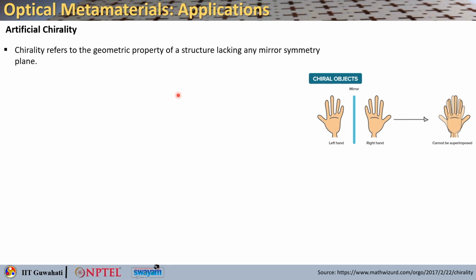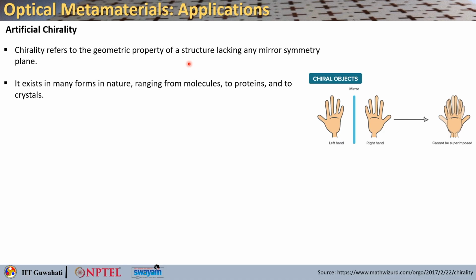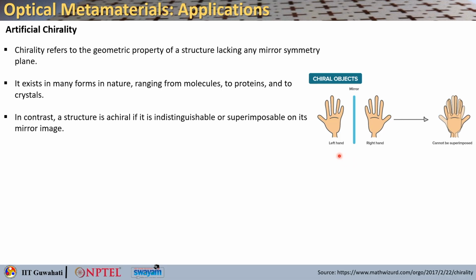Now, chirality basically refers to the geometric property of a structure lacking any mirrored symmetry plane. So, here is an example of chiral object. If you take your left hand and place it before a mirror, you will see your right hand, right. If you try to superimpose your left hand and right hand, you will not be able to do that, because of this property called chirality.